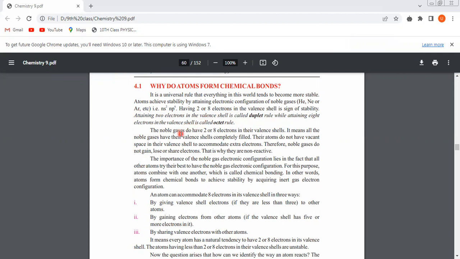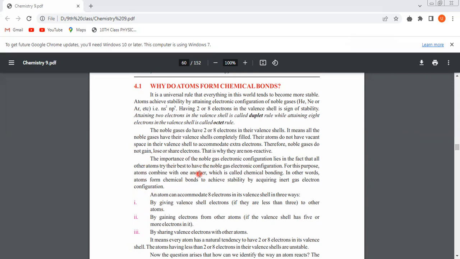The noble gases have 2 or 8 electrons in their valence shell. It means all the noble gases have their valence shells completely filled. Their atoms do not have vacant space in their valence shell to accommodate extra electrons. Therefore, noble gases do not gain, lose or share electrons. That is why they are non-reactive. The importance of the noble gas electronic configuration lies in the fact that all other atoms try their best to have the noble gas electronic configuration.